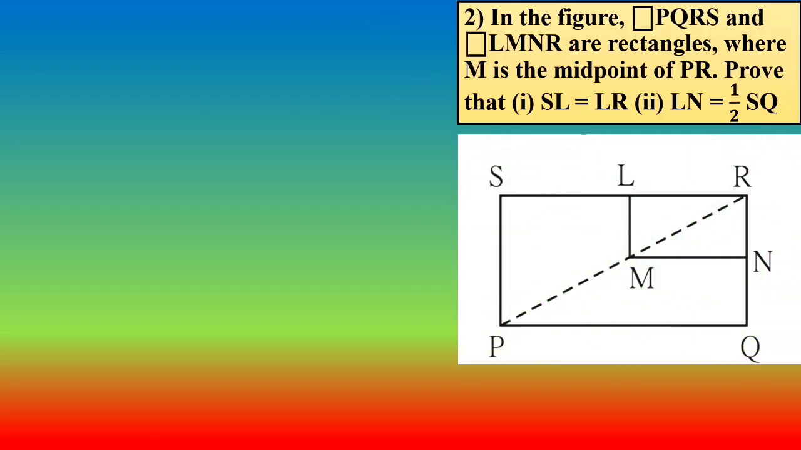In the figure, quadrilateral PQRS and quadrilateral LMNR are rectangles where M is the midpoint of PR. Prove that SL and LR are equal. Second, we have to prove LN is half of segment SQ.